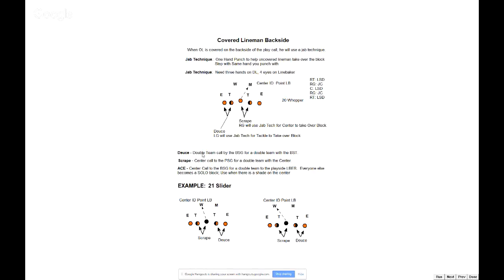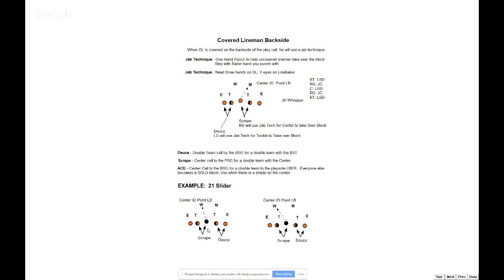Again, I kind of just repeated the calls a little bit, what they are. Deuce is a double team with the backside guard and tackle. Scrape is our center and play side guard. And ace is our center when he's going to be solo. And down here we just have a couple examples of 21 slider with our different techniques.